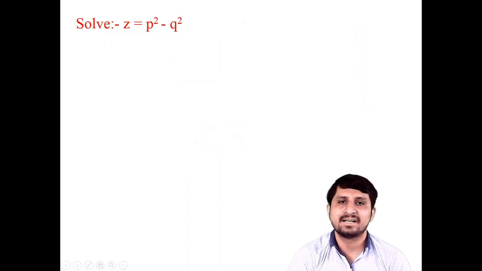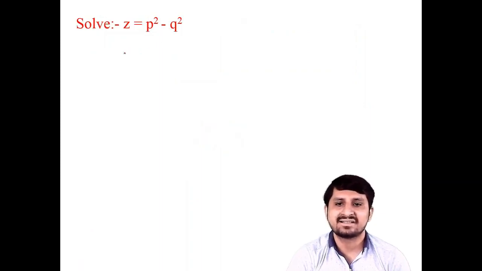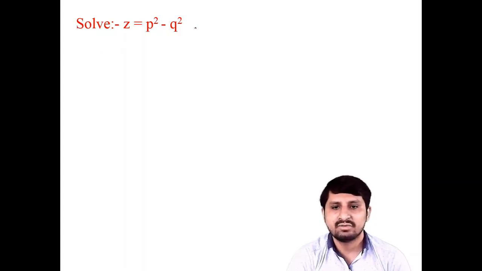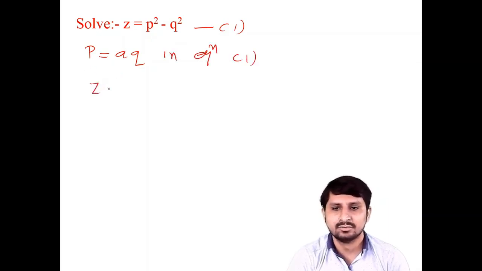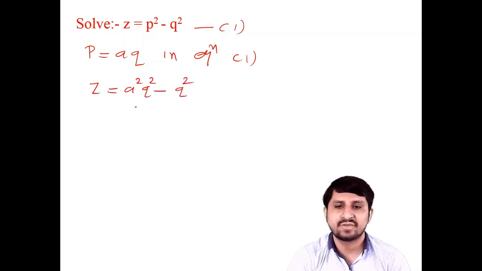So here is our first example. I want to solve this example: z is equal to p square minus q square. Call it equation number 1. Now we take p is equal to a into q in equation number 1. So z is equal to a square q square minus q square, and from this equation I want to find the value of q.